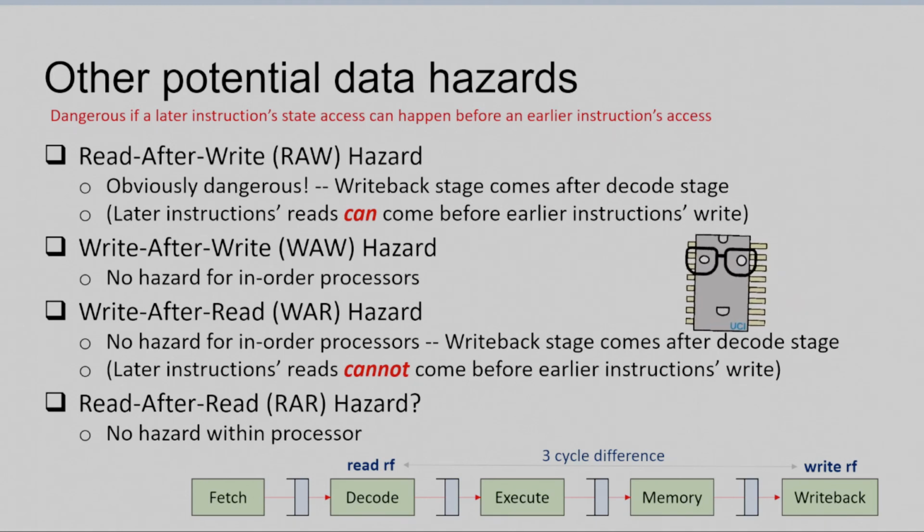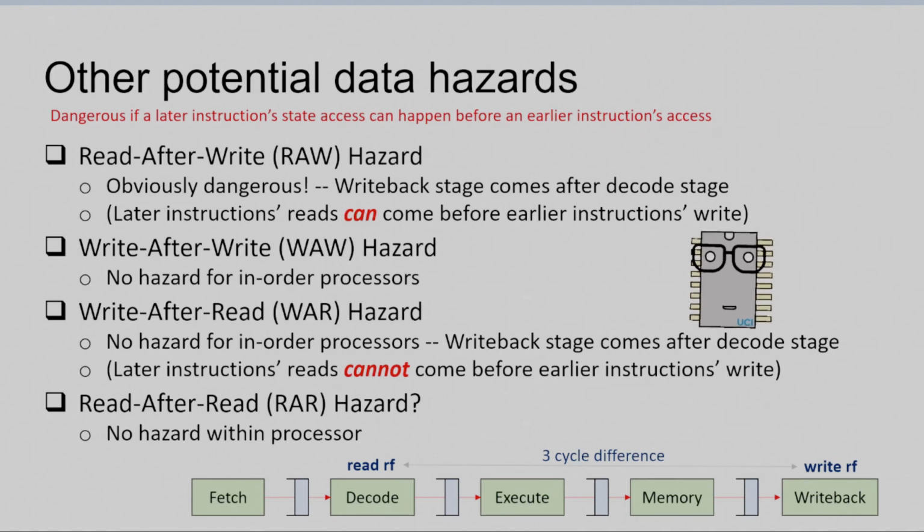Another type of hazard that can happen is the write after read hazard. Again, there's no hazard for in-order processors because the write back stage comes after the decode stage. So if an instruction that wants to read something comes before the instruction that wants to write to the same place, by the time the write instruction has reached the memory stage or the write back stage, the read instruction will be long gone outside of the pipeline. So it doesn't cause any problems for us.